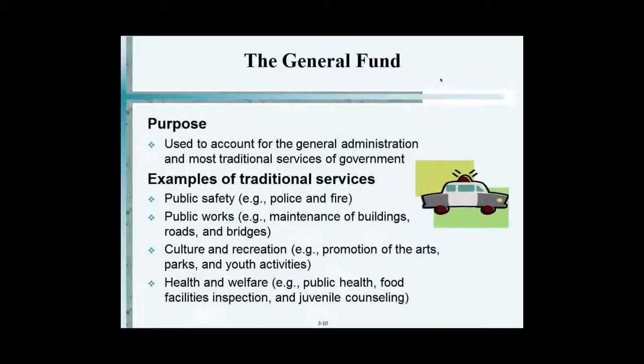Part of government operations? It's called what? The general fund. If you have a government, you always have what? A general fund. No matter how small, you always have a general fund. Some folks call it the current fund, the operating fund. They're different terms to describe it.